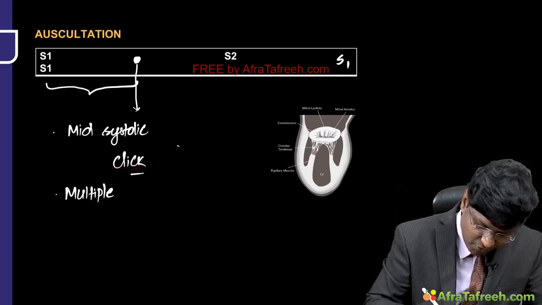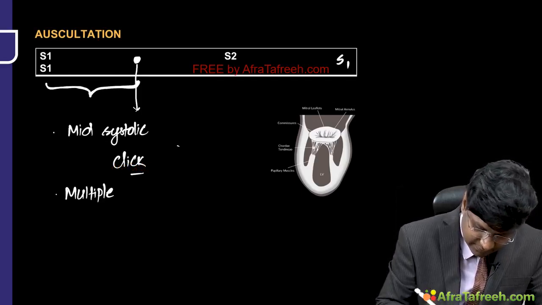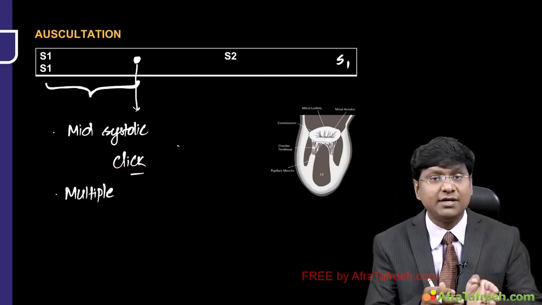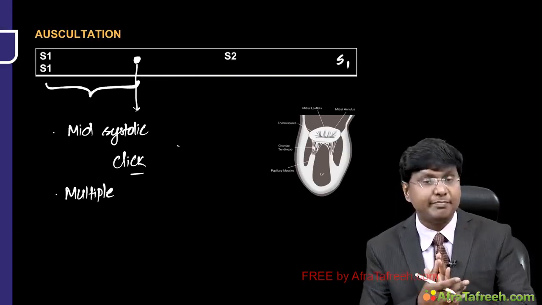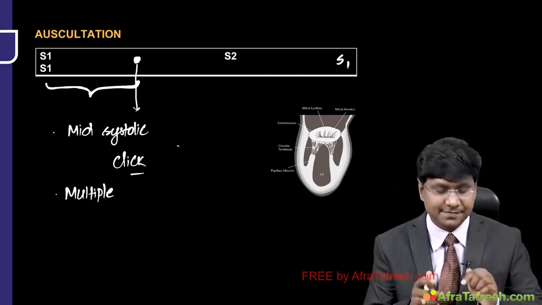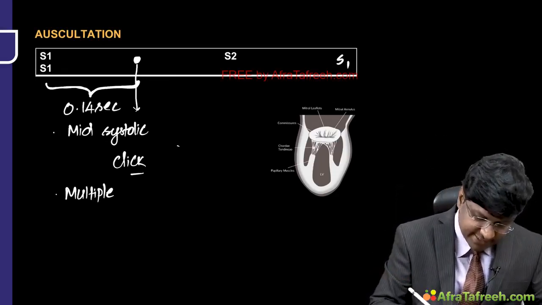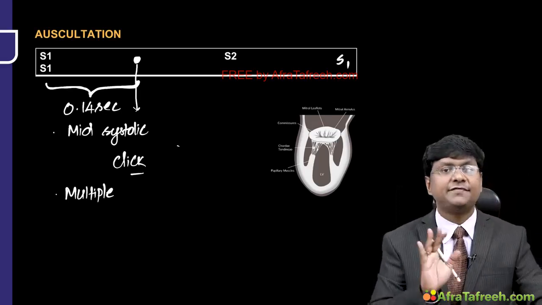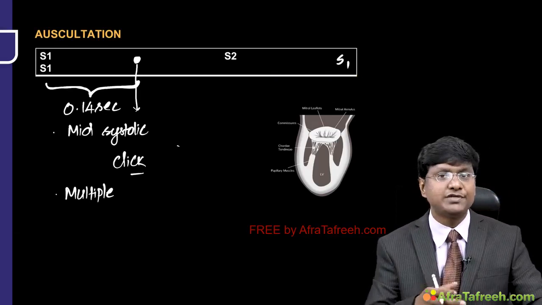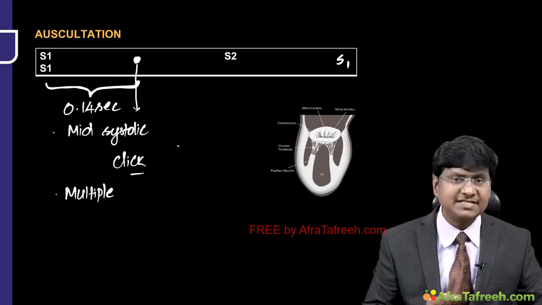So, what will be the duration between S1 and the development of the mid-systolic click? This mid-systolic click develops 0.14 seconds after you hear the first heart sound. After you hear this first heart sound, after 0.14 seconds, you hear this mid-systolic click. Now, what is the mechanism?